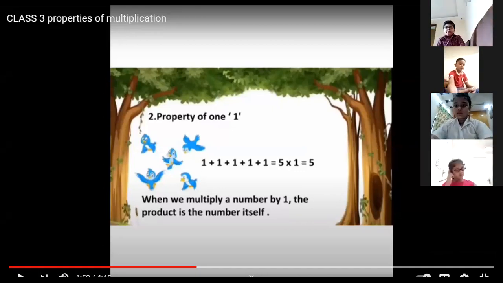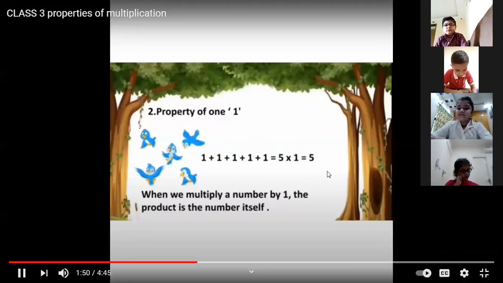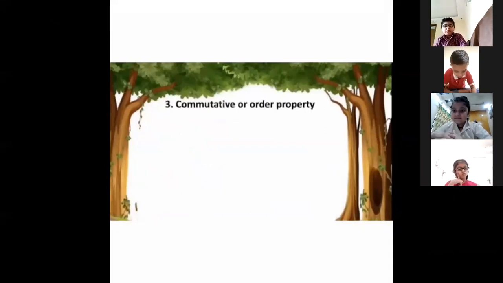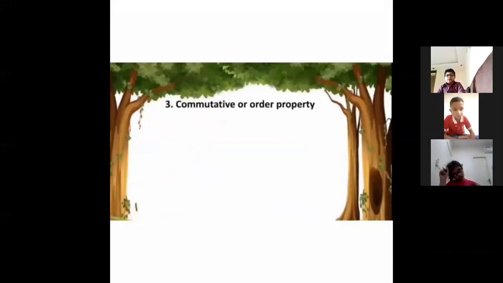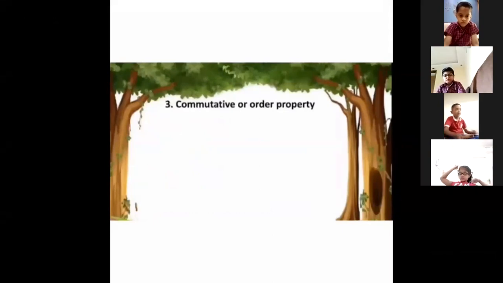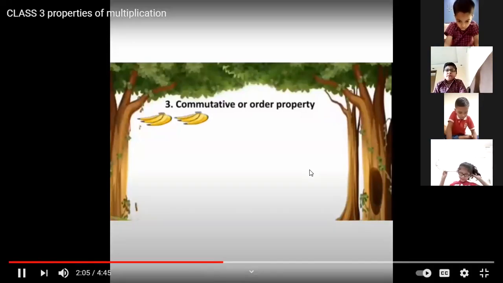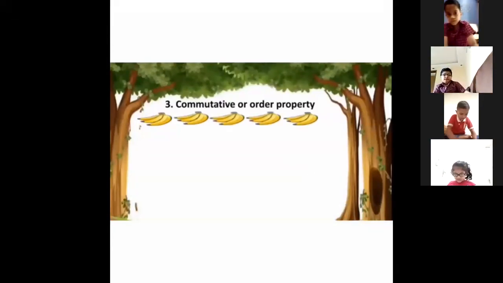Yes. Good morning, ma'am. God bless you, beta. So Charvi, let's see the third property. Now we'll move to the third property of multiplication, that is the commutative or order property. As we can see, there are 3 bananas in one group, and there are 1 2 3 4 5 such groups.